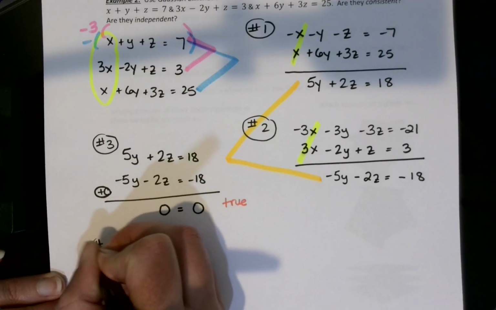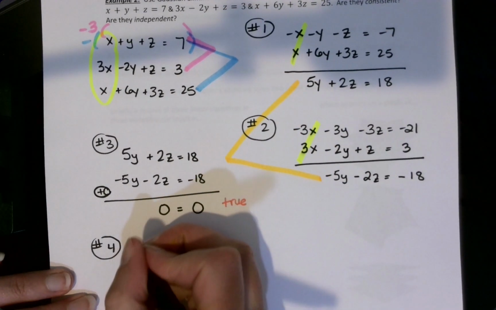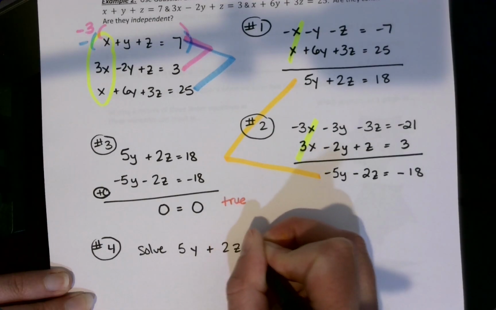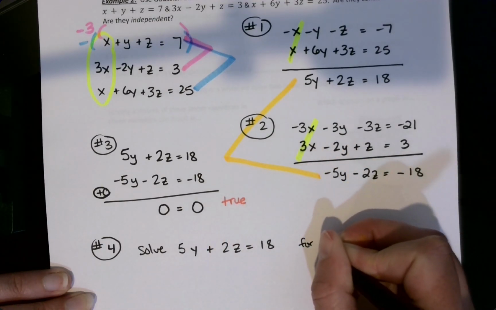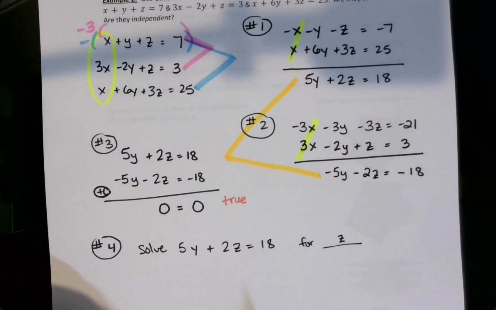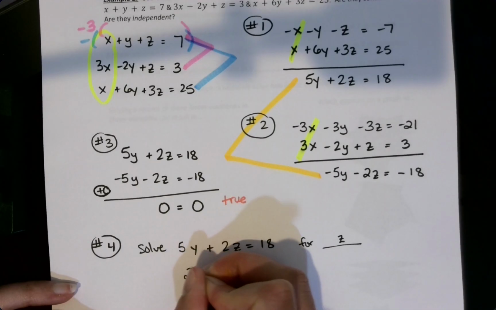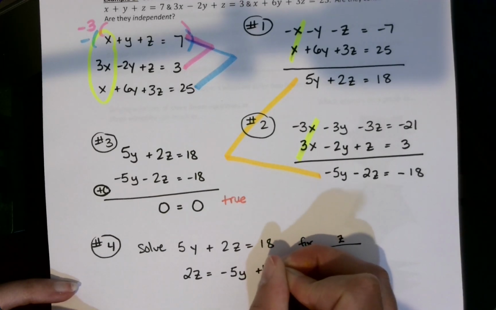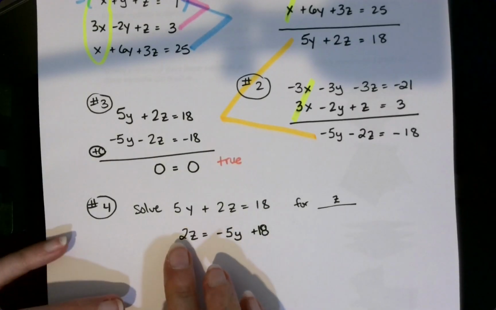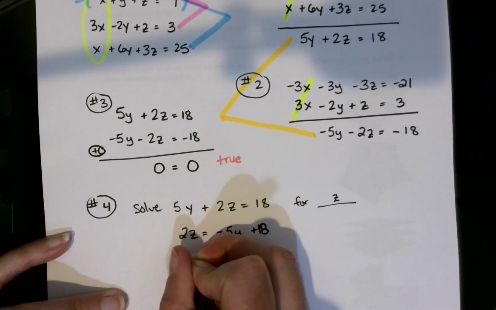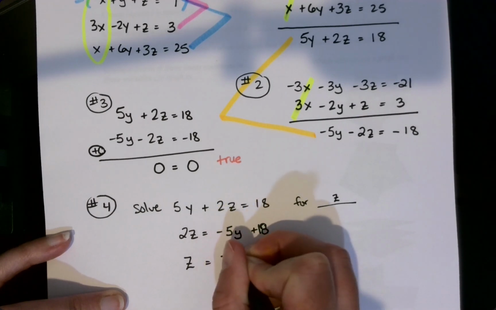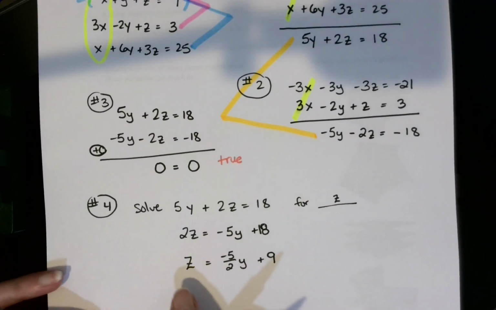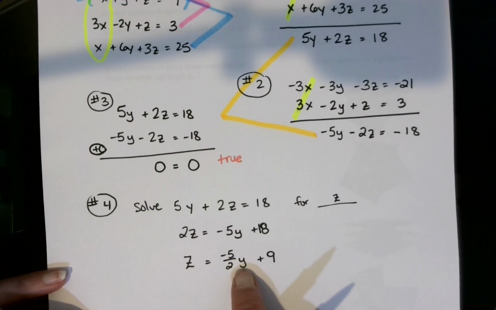So on step number 4, let's just use the one that has the positives. Let's solve 5y plus 2z equals 18 for z. If I solve this for z, 2z would be equal to negative 5y plus 18. I'm going to divide by 2 next. So when I divide by 2, z would be equal to negative 5 halves y, now plus 9. I needed to divide by 2 and distribute across both terms. So z is equal to negative 5 halves y plus 9.